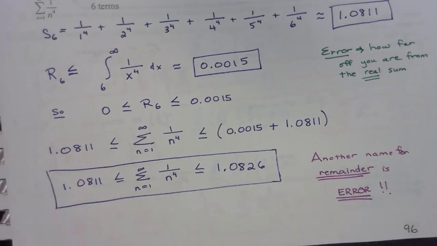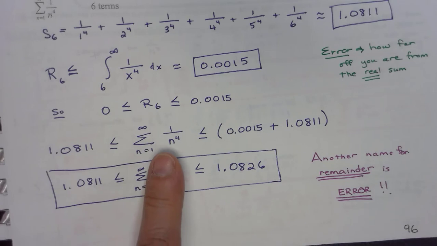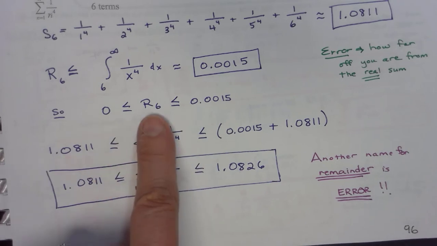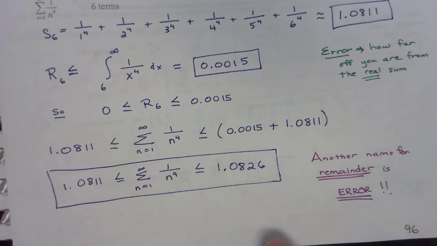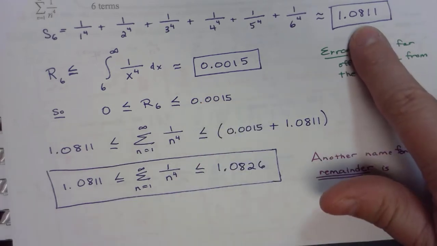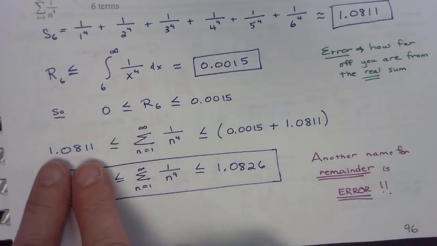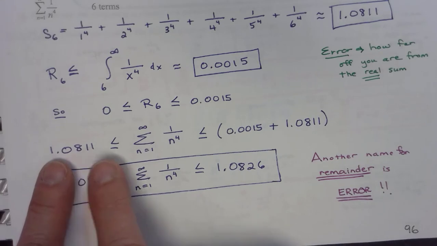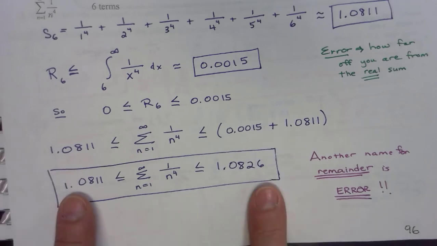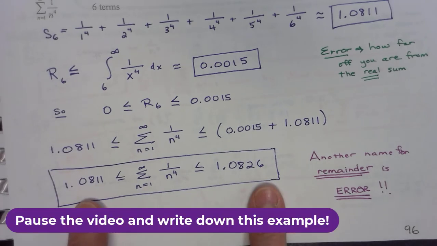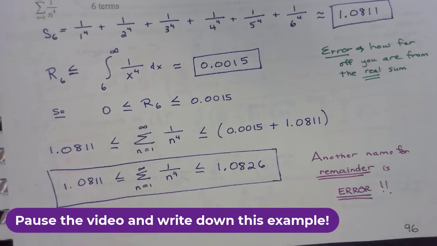Another name for remainder is error. So how far off were we from the actual sum? Okay. Notice in my inequality, what I did is took what I knew about my remainder, and I added 1.0811 because my first 6 terms added to that. So the whole series has to be somewhere between these two values. Take a moment to write this example down.